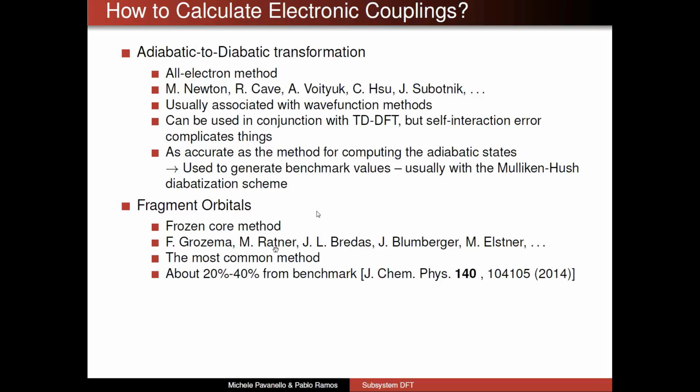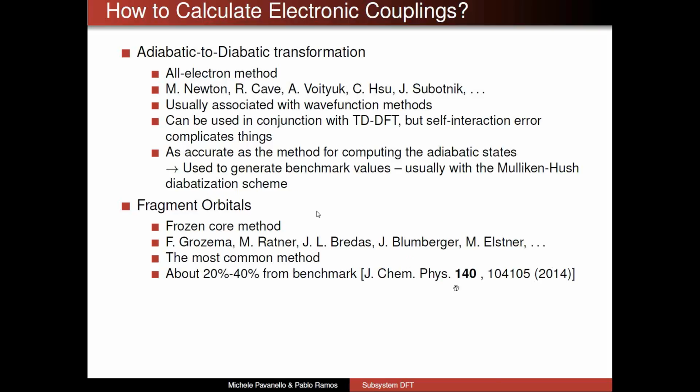Now, Markus Elstner and Jochen Blumberger have recently published a work looking at benchmark values, and this is the reference here, J. Chem. Phys. 140, 104105, 2004. They determined that their fragment orbital method as implemented in their code yielded about 20 to 40% accurate coupling values compared to the benchmark. And again, the benchmark was determined with this Mulliken-Hush diabatization scheme using wave function methods.